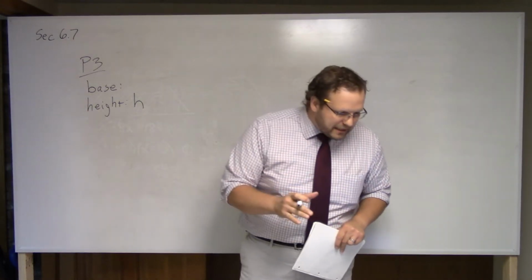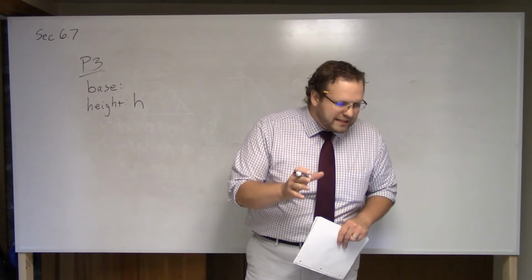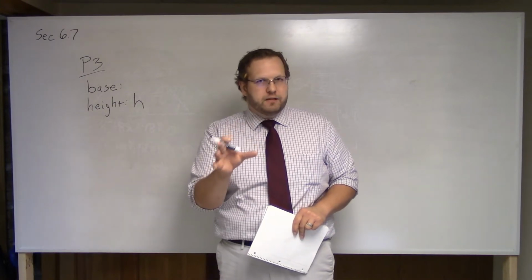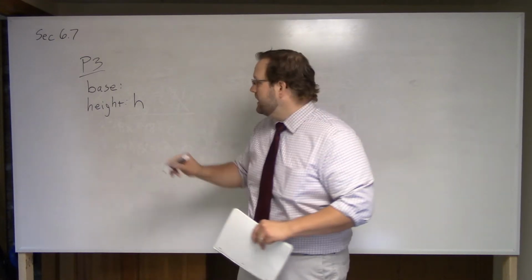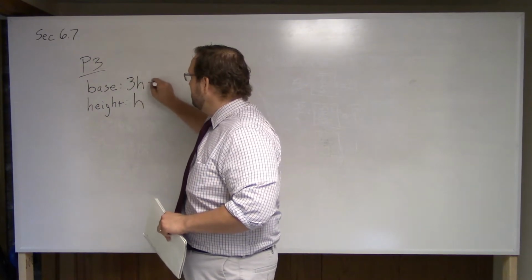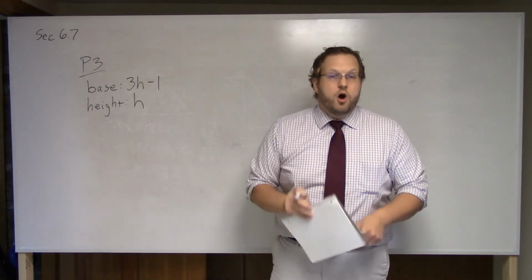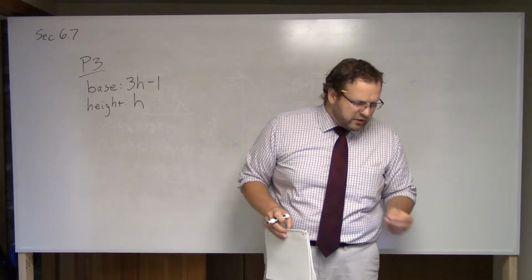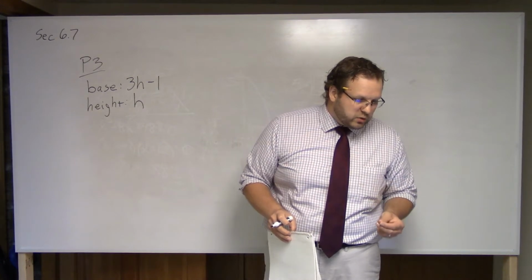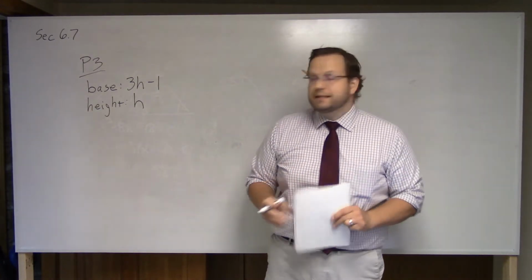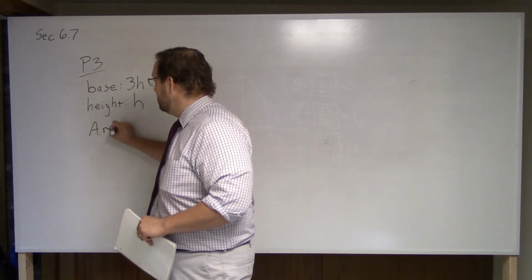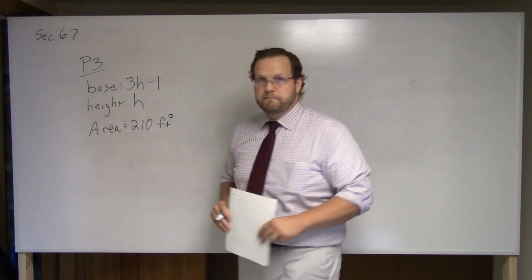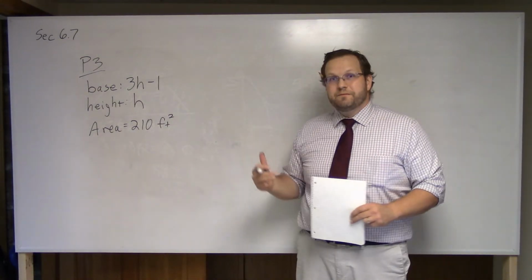Now again, the base says the base of their prize-winning entry was 1 foot less than 3 times the height. 1 less than 3 times the height. Notice how I simplified the wording there. 1 less than 3 times the height. 3 times the height, 1 less than that. All that was a translation. Okay? Now we read on. If the area of the triangular glider wing was 210 square feet, find the dimensions. So the last thing they tell us is that the area is 210 square feet. Okay? Now, that's the information that they give us.